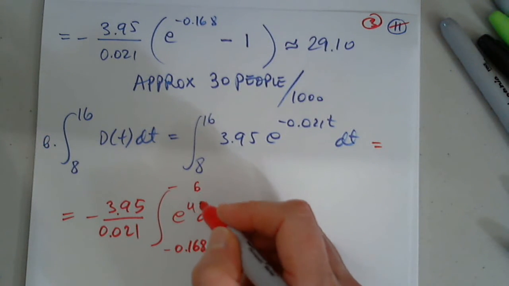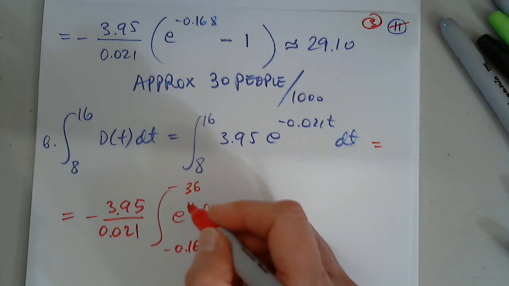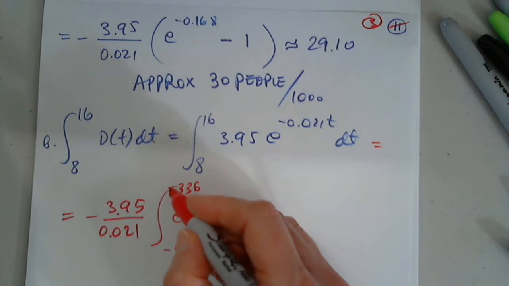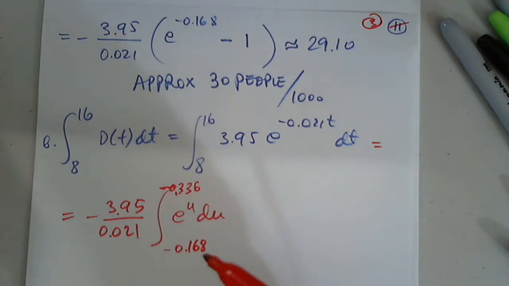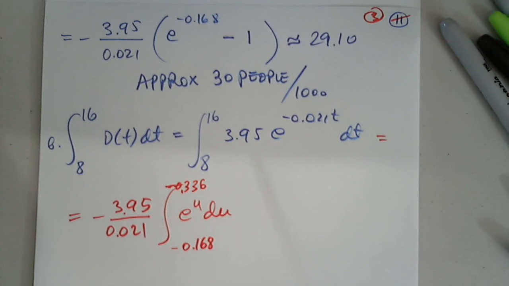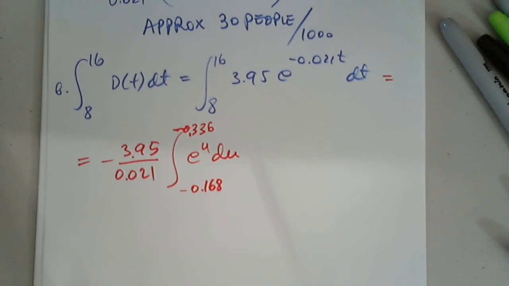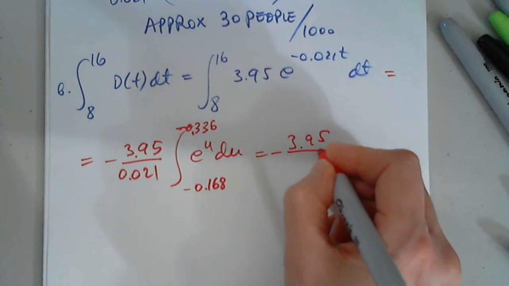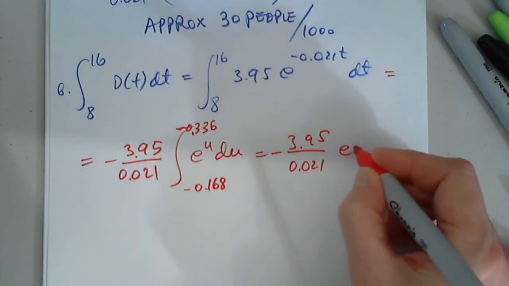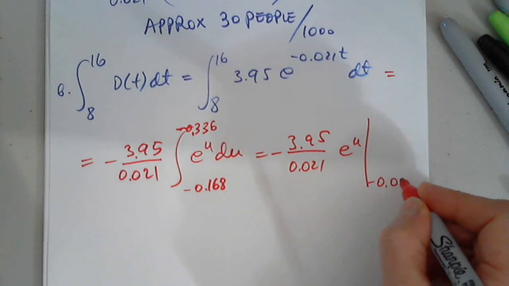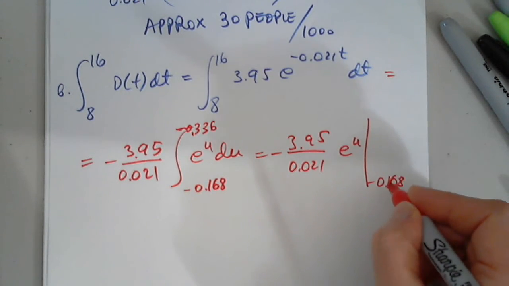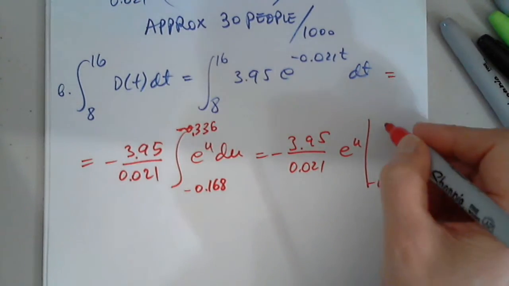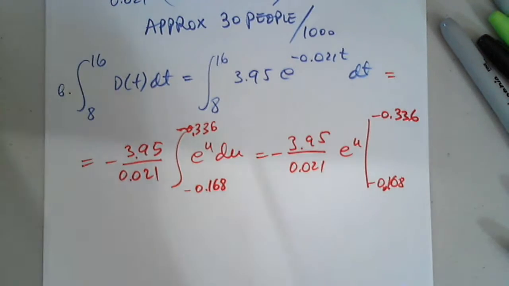So it's between this and this. So then we have negative 3.95 over 0.021, and e to the u from negative 168 to negative 0.336.